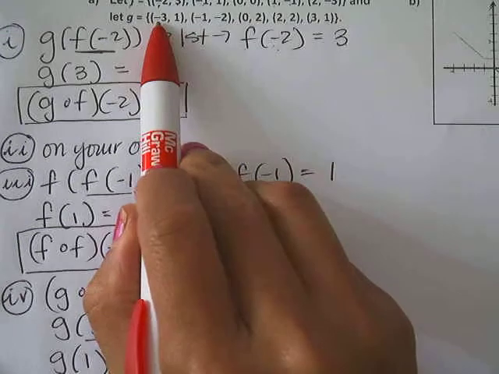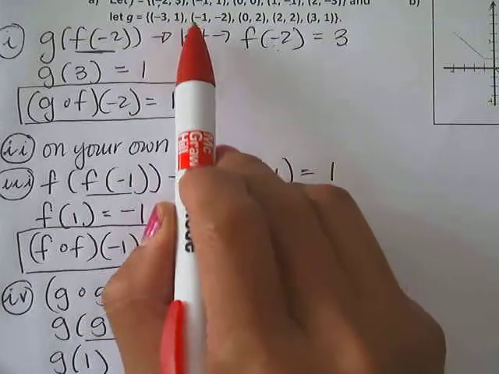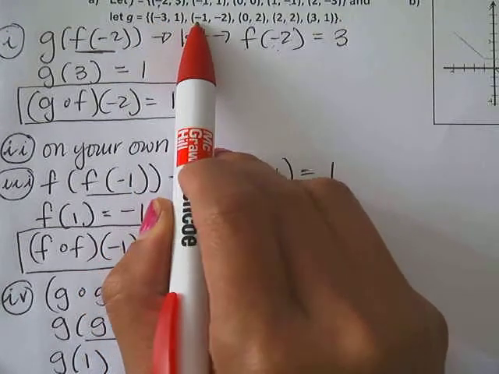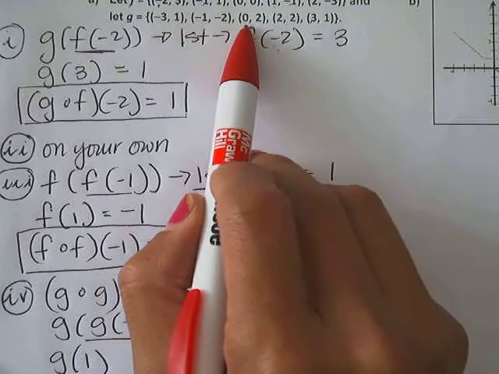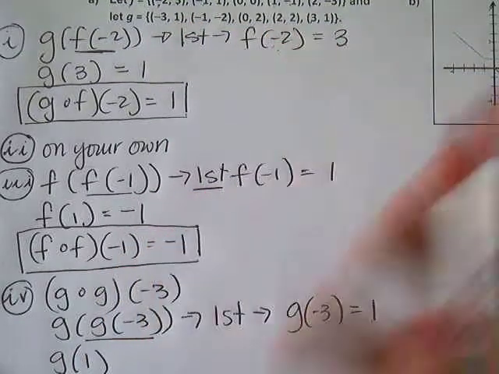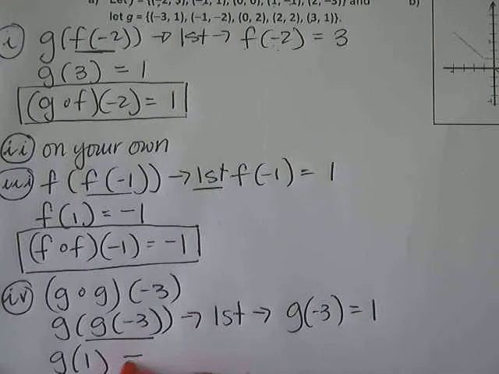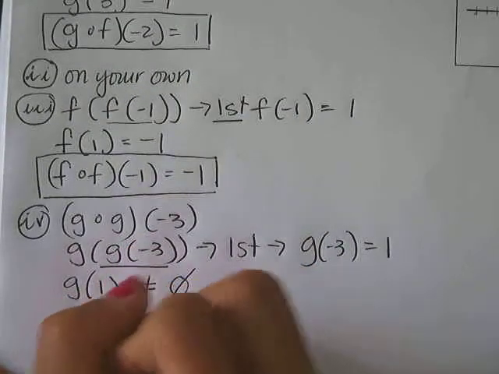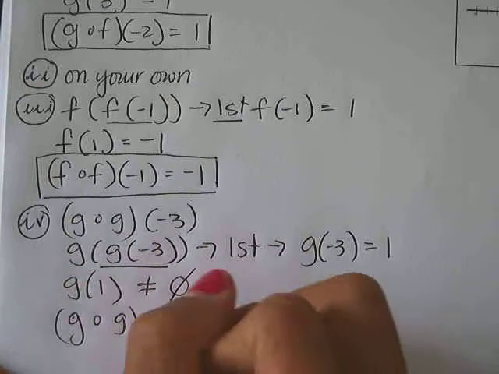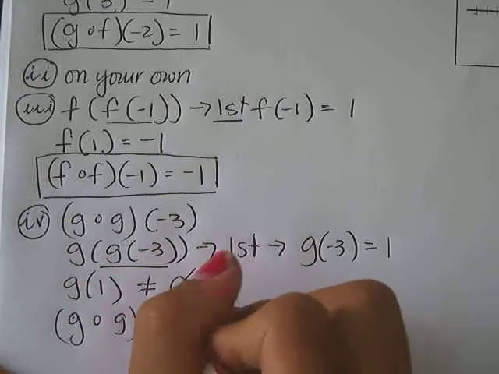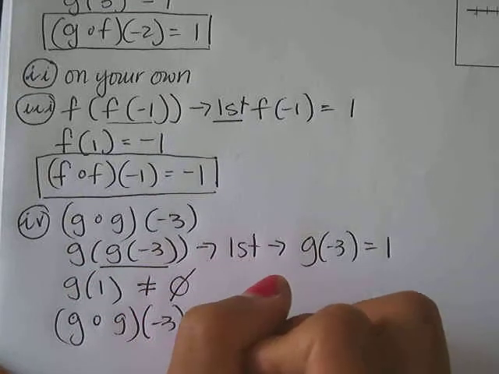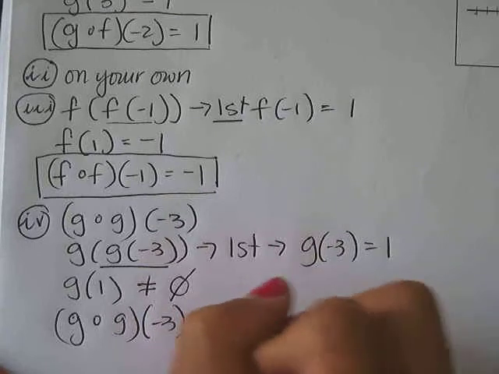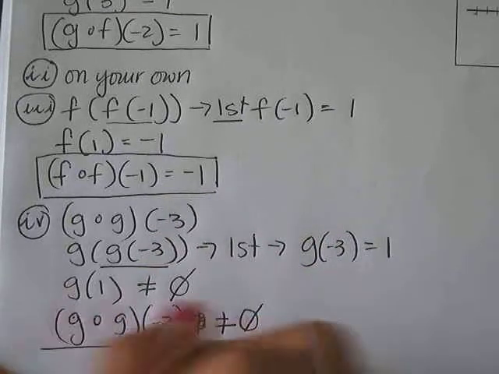So that's not the input of 1. Nope, that's input of negative 1, which is not what we want. Input of 0, input of 2, input of 3. I do not have an input of 1. This doesn't have a solution in my g function. So therefore, how do I write my answer? g composed of g of negative 3 has no solution.